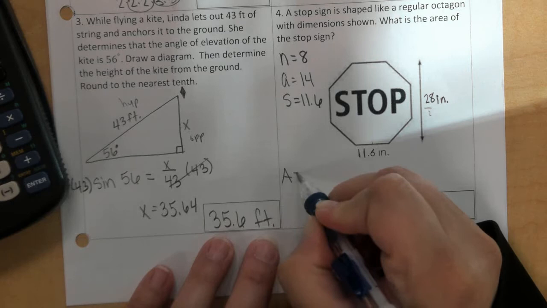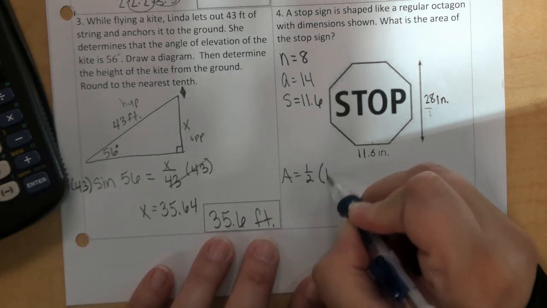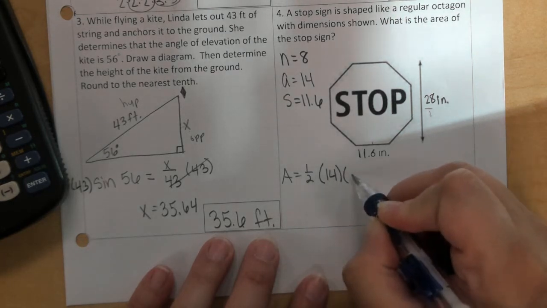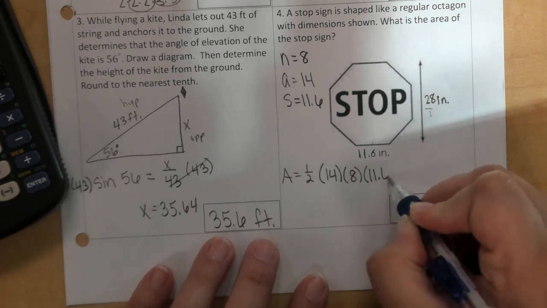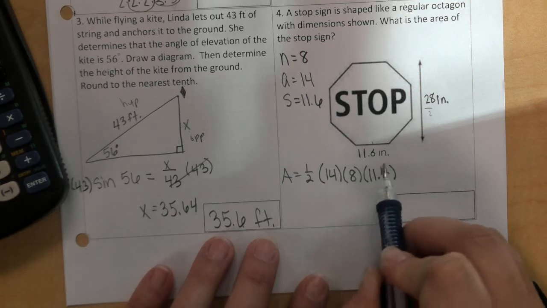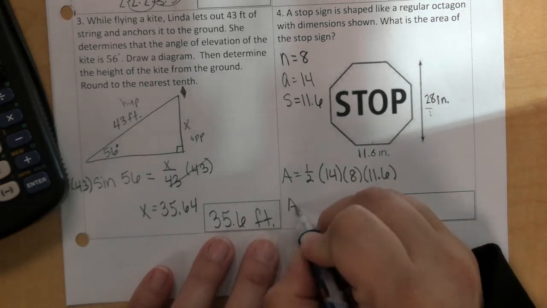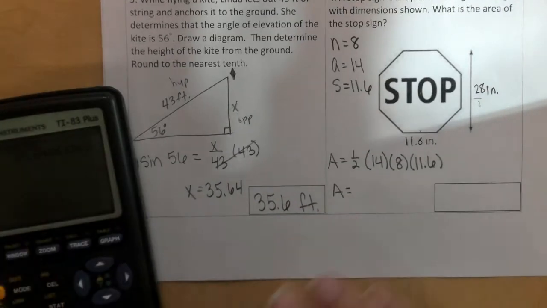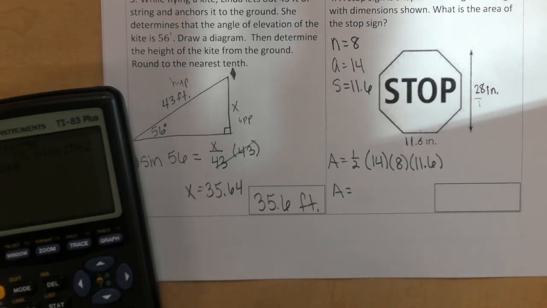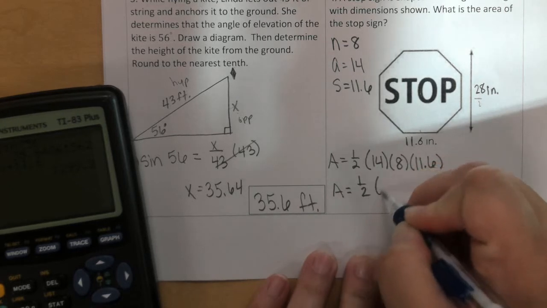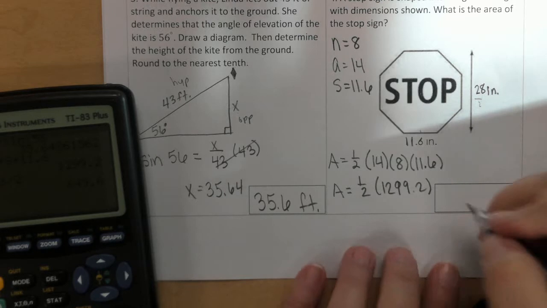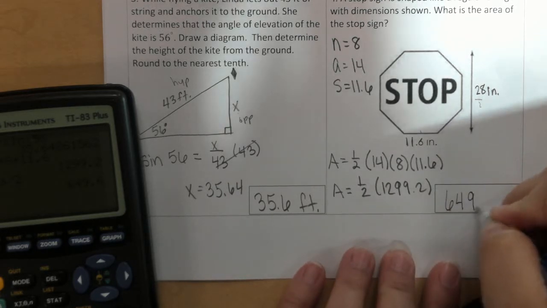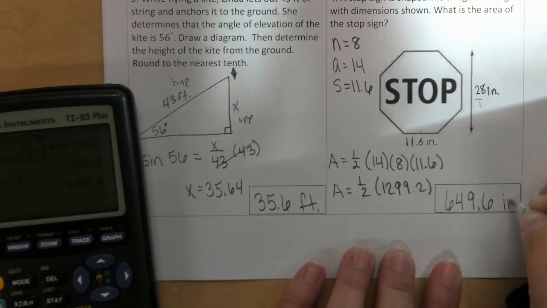So we have 1/2 times the apothem times 8 sides times the side length, because the area is one half the apothem times the perimeter. So if I were to multiply the 14 times 8 times 11.6, we get 1279.2. If we take half of that, we get 649.6 inches squared.